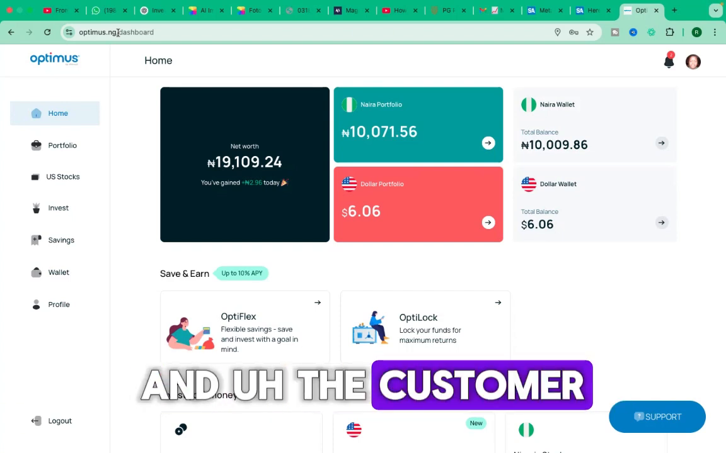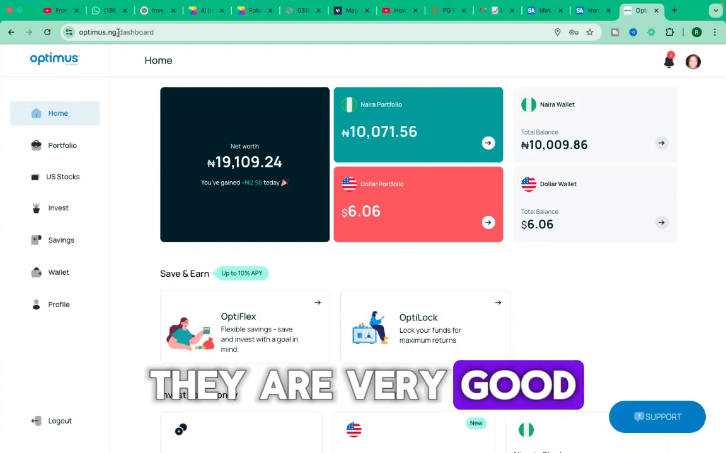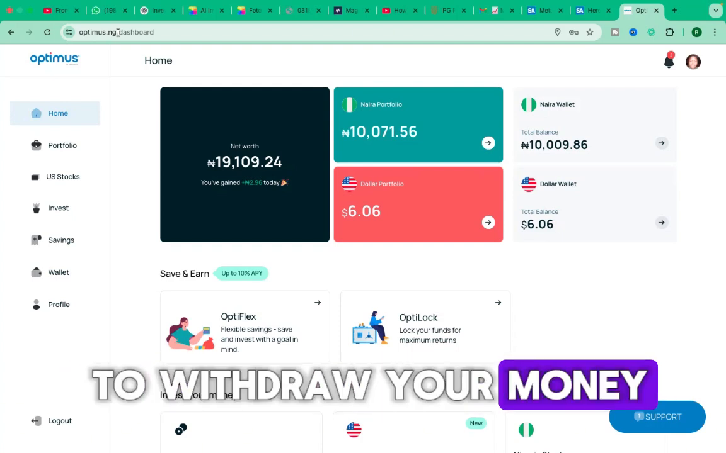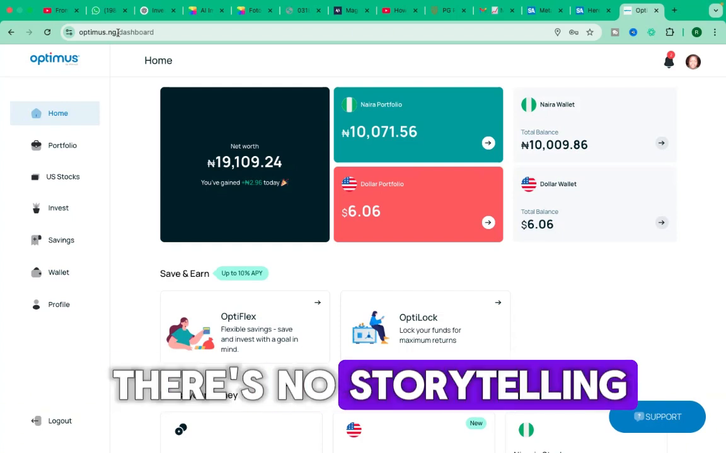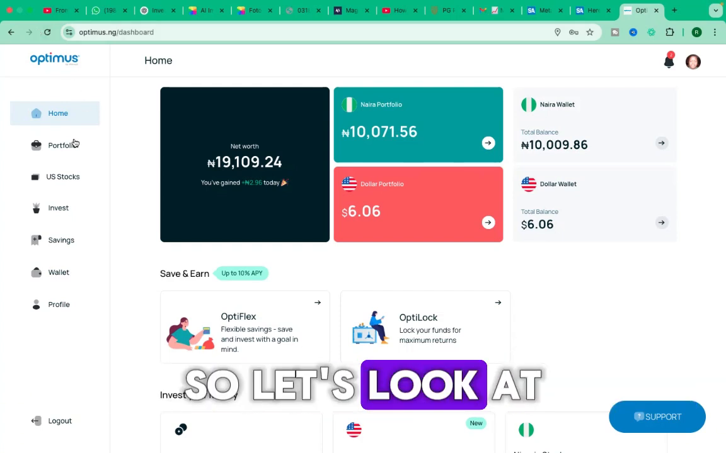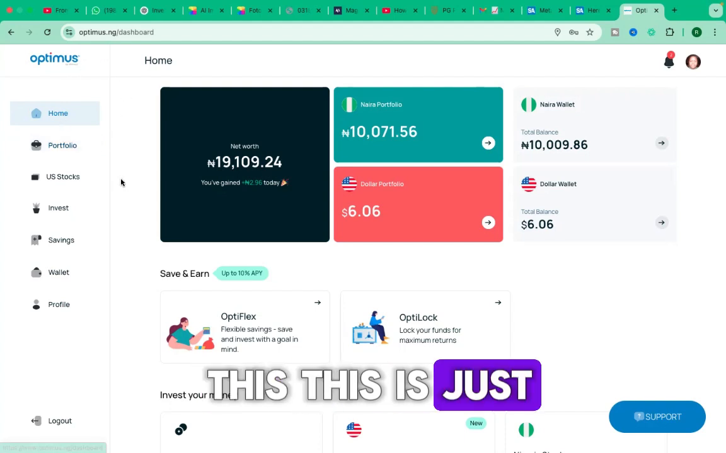And the customer service of these organizations is very good. They will respond to you as quickly as possible. And when you want to withdraw your money, there's no storytelling. You can withdraw your money as quickly as possible. So let's look at this. This is just when you log in.